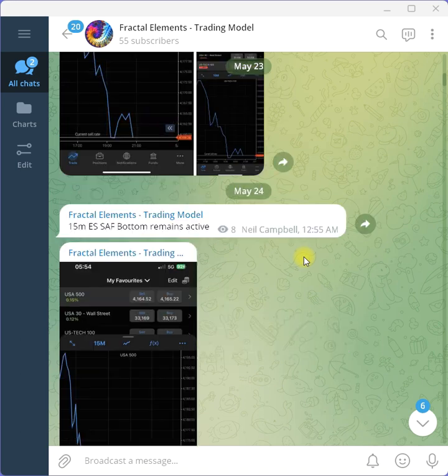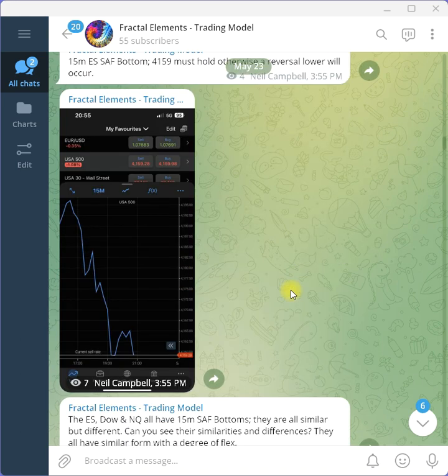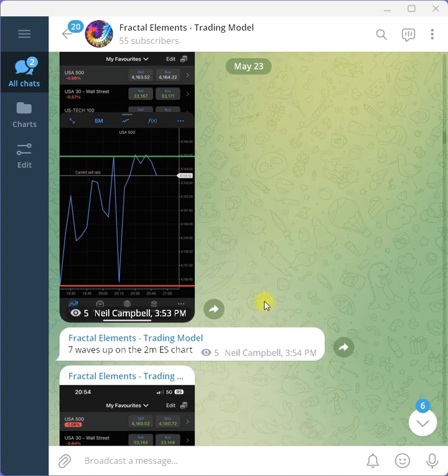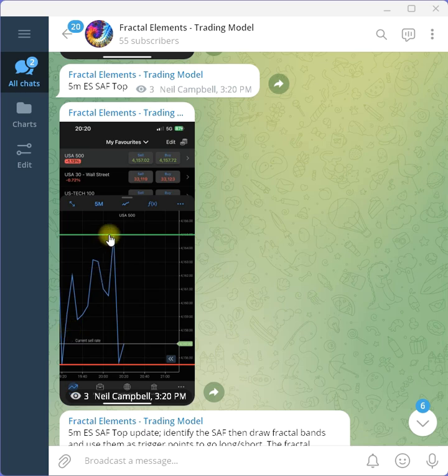It takes a little while to learn the fractals, but the more you do it every day. Here's a nice bottom here. Okay, it's testing support. It should go up. If not, you have another bottom reversal. Okay. I'm just looking at this, this is a nice one here too for a top.